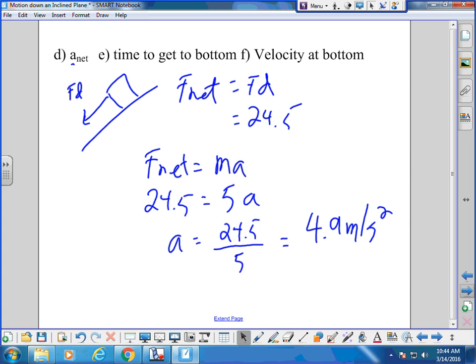Will the acceleration down a ramp ever be greater than 9.8? It can't be, right? Why is that? Well, the only way for it to be 9.8 is if the object is falling straight down, right? And if it's on a ramp, then it's going to have to be a little bit less. So your acceleration is always going to be some number less than 9.8.